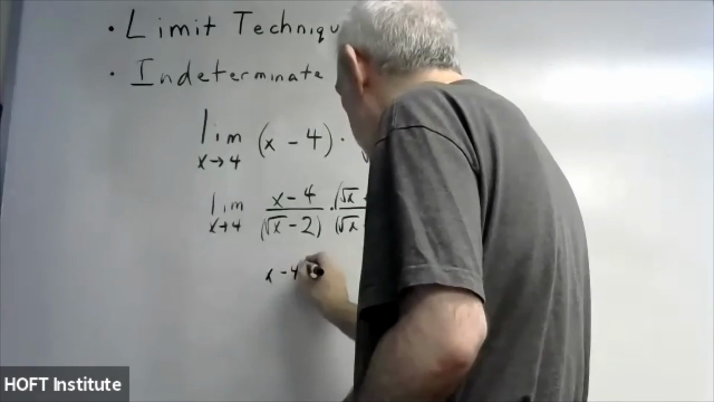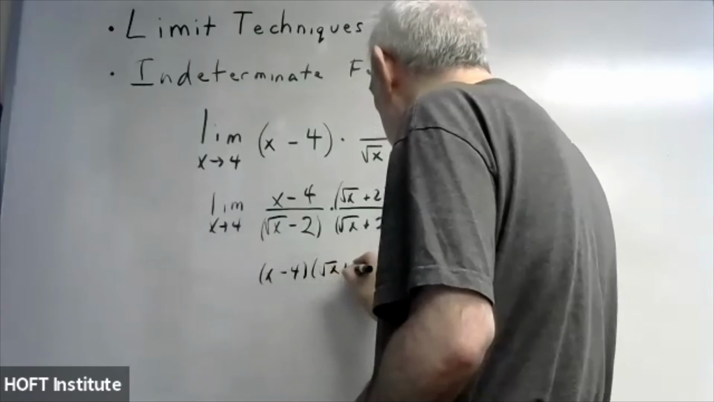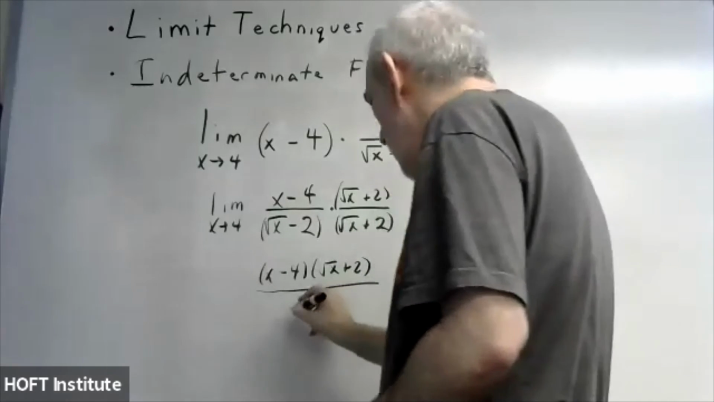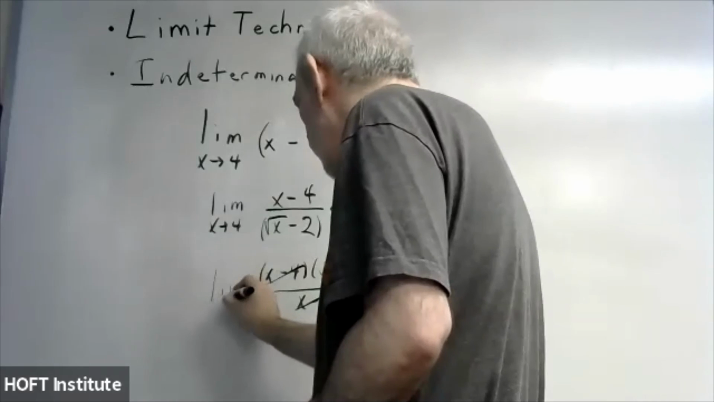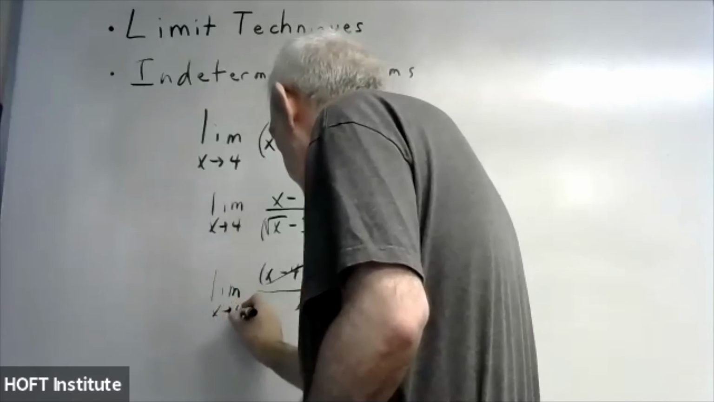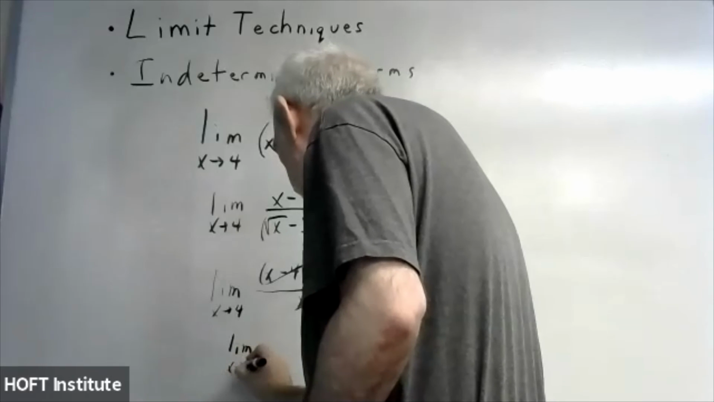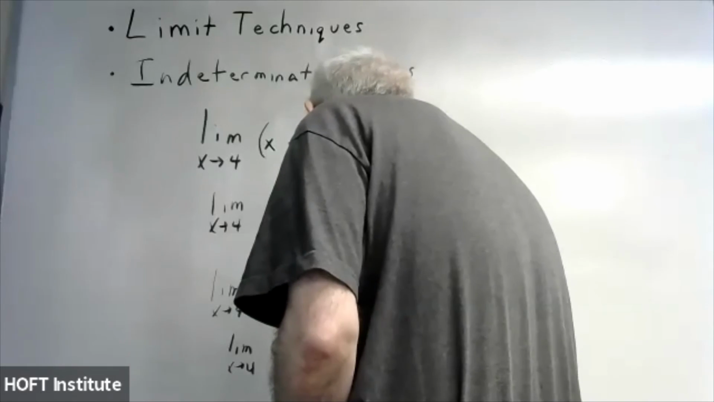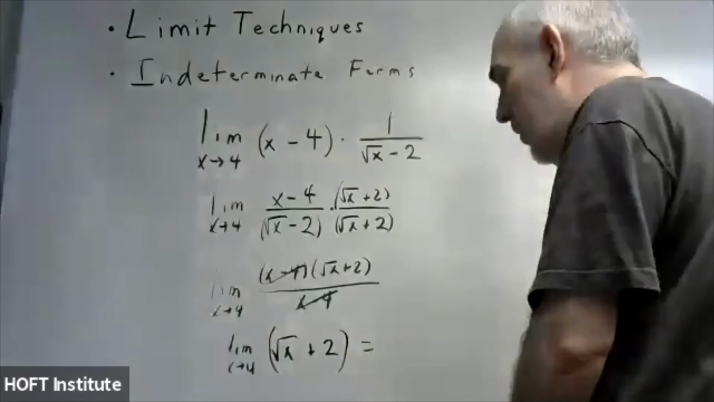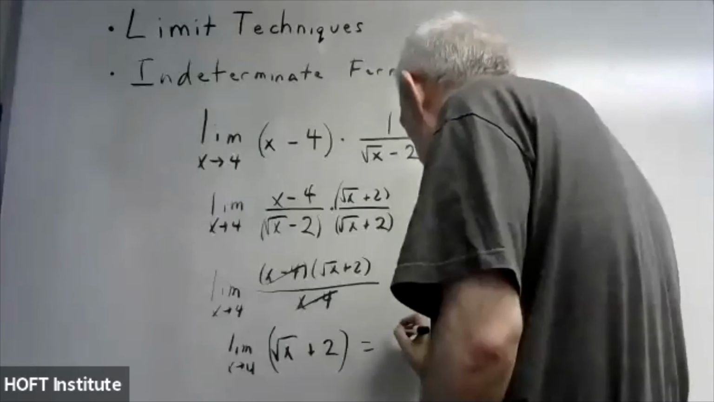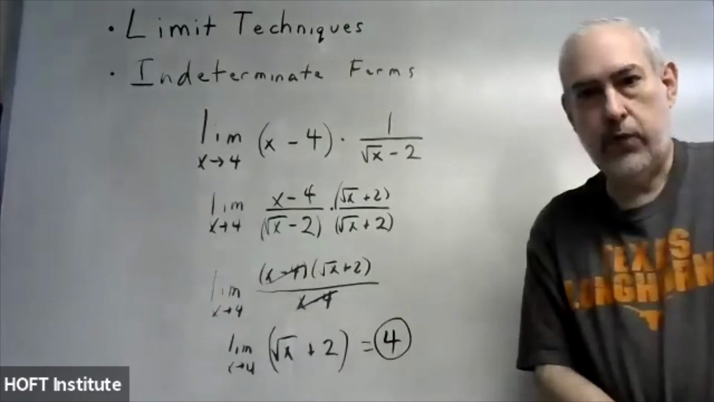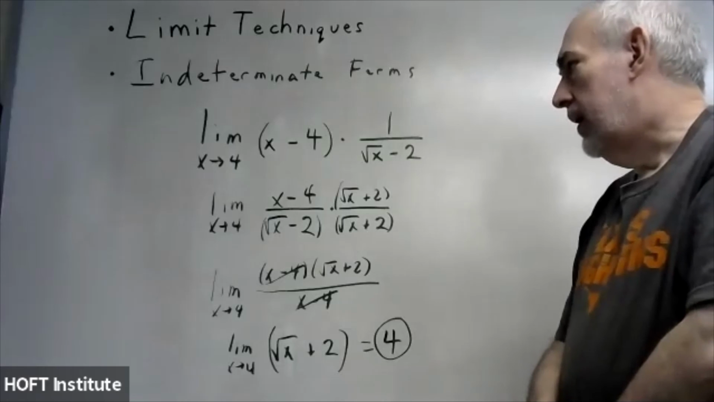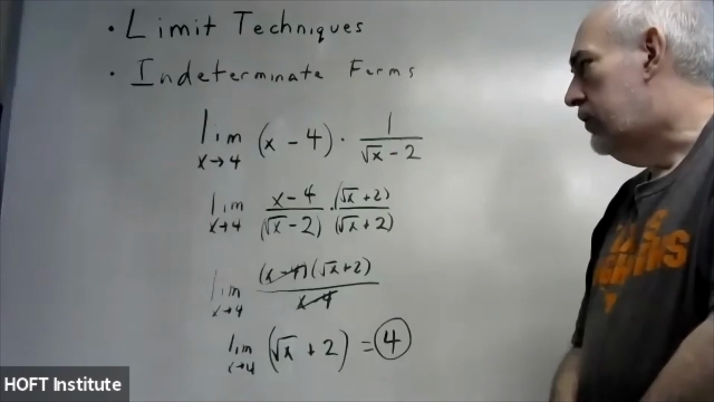The top, just leave factored. The bottom, foiling it out, gives you x minus 4. The x minus 4s are going to cancel, leaving the limit as x approaches 4 of root x plus 2. And then if you plug in 4, you get 2 plus 2. So the final answer is 4. Okay, so this was a pretty simple example of a 0 times infinity situation.